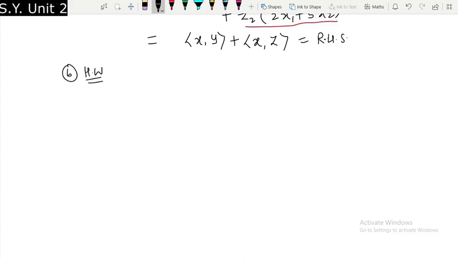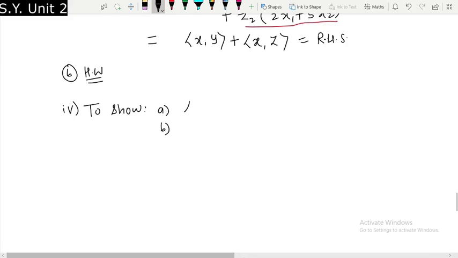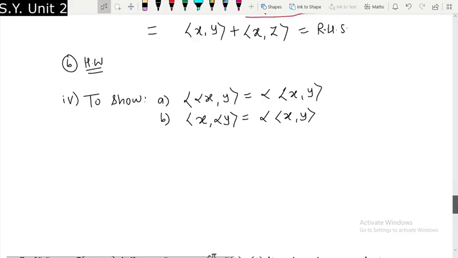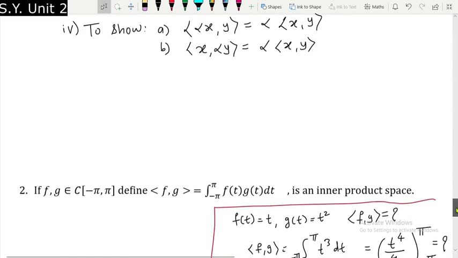Now let us go for the fourth one. In the fourth one we are supposed to show, again two parts, that the inner product of alpha x with y is equal to alpha times the inner product of x with y, and over here the inner product of x with alpha y should be equal to alpha times the inner product of x with y. That is what we are supposed to show. So I will do the a part, and b I will leave it to you.